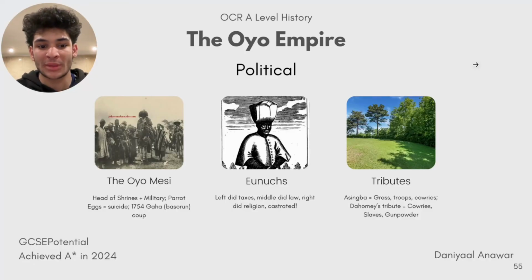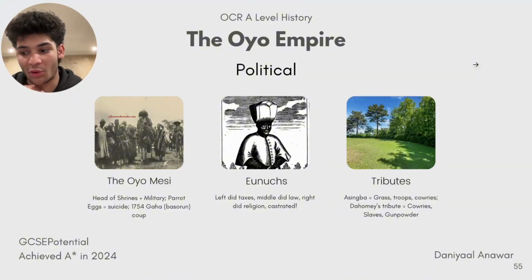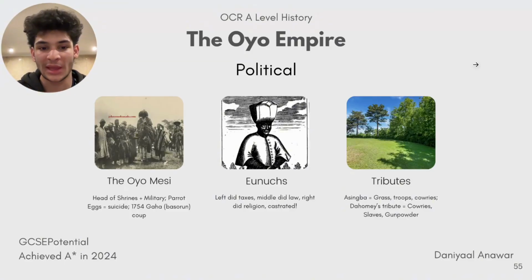So one of the aspects of the Oyo Mesi is if they were ever annoyed at the guy in charge, the elephant, they could take a parrot's egg and give it to whoever it was. I think it was take a parrot egg and put it on the floor somewhere. And that would basically indicate that whoever was in charge had to commit suicide, which was kind of mad, but there we go. In 1754, Gaha, who was the Basorun, staged a coup using the parrot eggs. So obviously that was room for manipulation of the system, which was kind of problematic, but there we go.